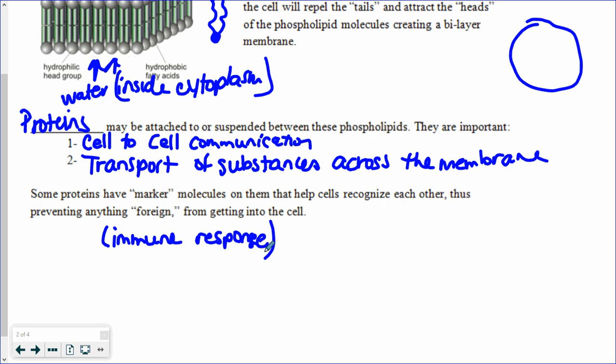It actually is also a problem in allergies. Your body is actually identifying something that's harmless within the body as being something foreign, and your body will mount an immune response against something like that. So on to the next page.